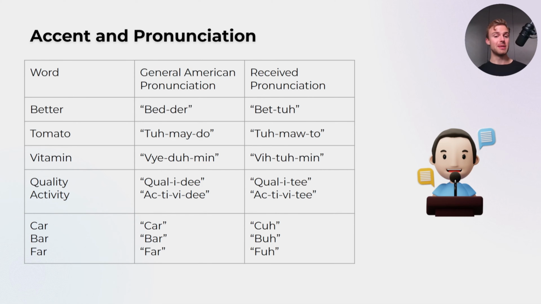And lastly, I mentioned the R sound. In American English, we might say car, bar, or far. But in British English, in received pronunciation, they might say ka, ba, or fa. Again, I'm sure a native speaker from the UK could pronounce the words in received pronunciation a lot better than I can, but I just wanted to give you a few examples.